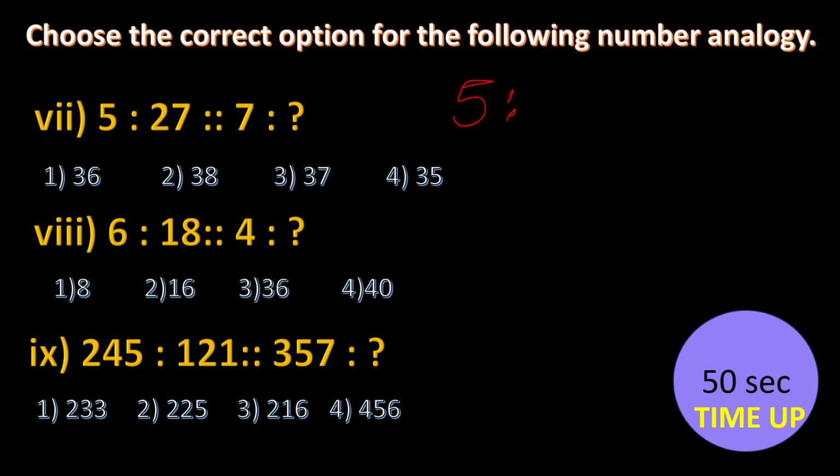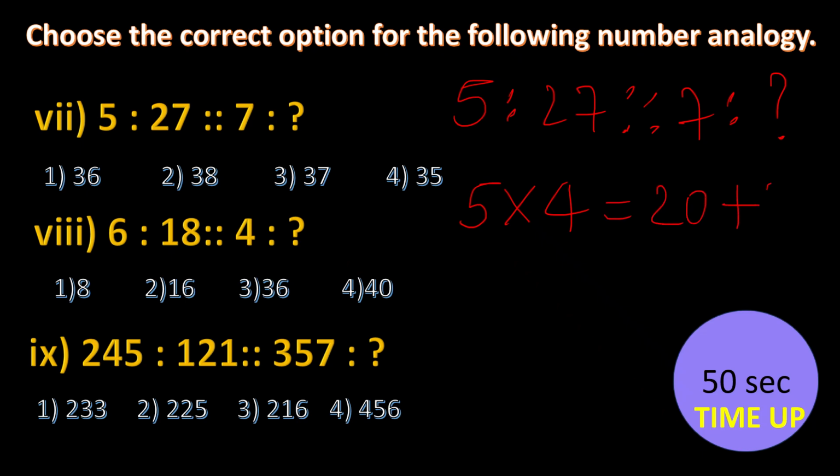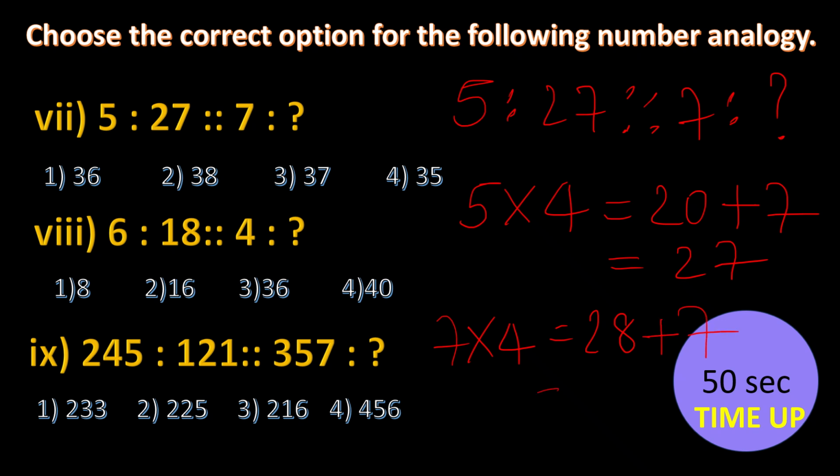So 5 is to 27 we have. Then 7 is to what? If you see, 5 into 4 will give you 20. Plus 7 when you do, you will get 27. Then 7 into 4 if you do, you will get 28. Plus 7 when I add, I'll get 35 as the answer. So this is the logic here. 35 is the correct option. Next one.